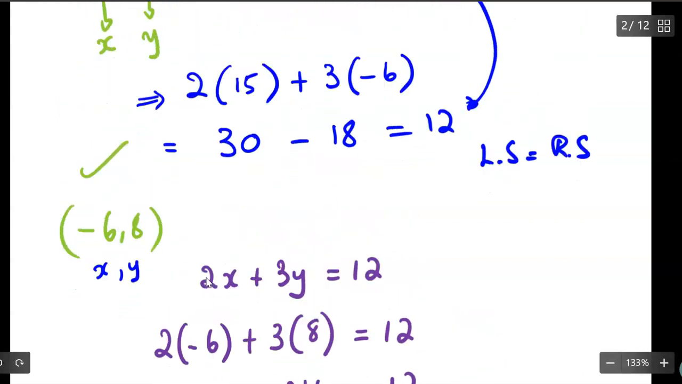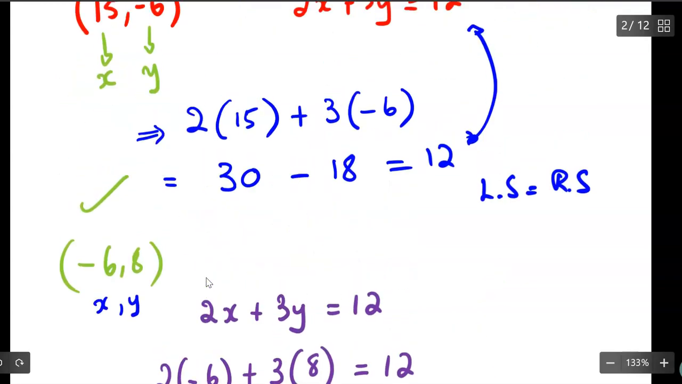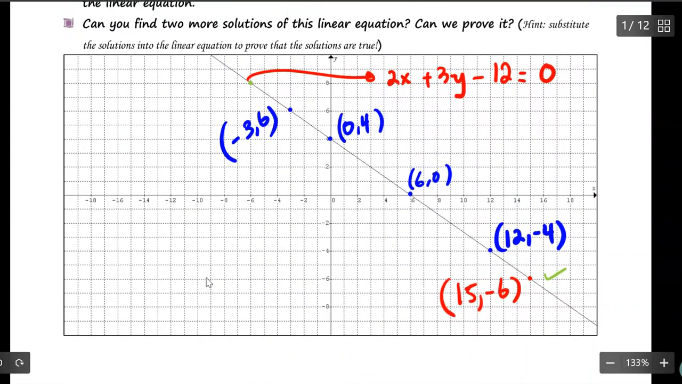We look for the point on the graph. We substitute into the equation to prove that the equation is true to its statement. That means the left-hand side is equal to the right-hand side. So this one I would pick as negative 6 and 8. This point right here, I was picking as negative 6 and 8.